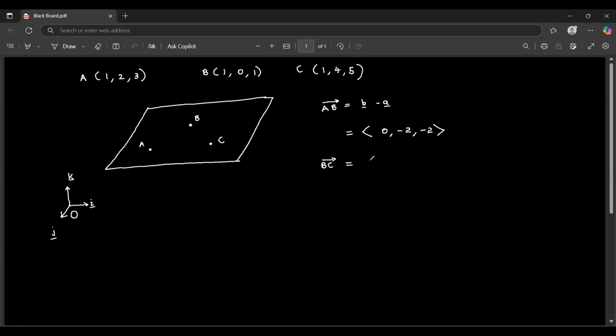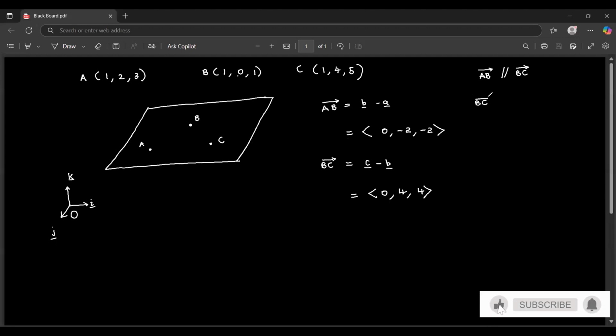Okay, so BC will be C minus B. That will be equal to 0, comma, 4 minus 0 is 4, and 5 minus 1 is 4. Here you can clearly see AB is parallel to BC. Why is that? Well, you can say BC is equal to minus 2AB. Therefore, we can say they are parallel to each other.